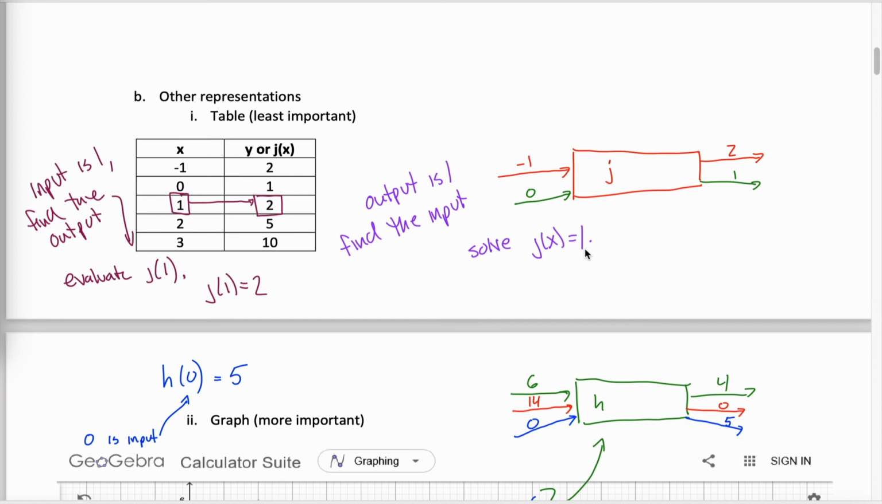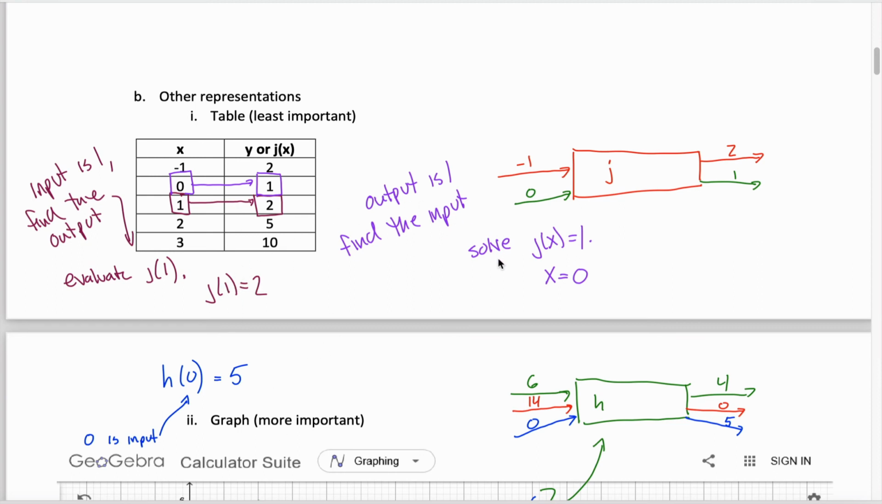Solve j of x equals 1. You just need to be able to read this and understand that the output is 1. Where is the output equal to 1 in my table? Right here, because the output is the j of x. It wants to know what the input is. What's the corresponding x value? Well, it looks like it's a 0 that leads to an output of 1. So if I was asked to solve j of x equals 1, I would say the solution is when x equals 0. Here is the input that leads to this output. Here is the output that comes from this input.